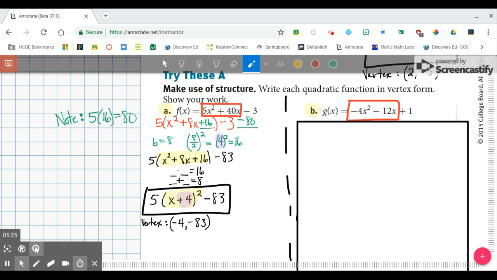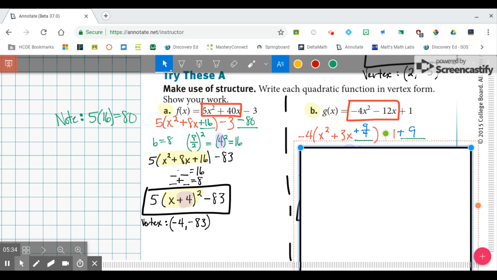So in part B, first, tell me, what is the leading coefficient? So notice the leading coefficient is -4. That's what you need to divide by. You divide both the x squared and the x term by -4. So when we do that, notice we're left with x squared plus 3x. Again, the -4 is out in front.